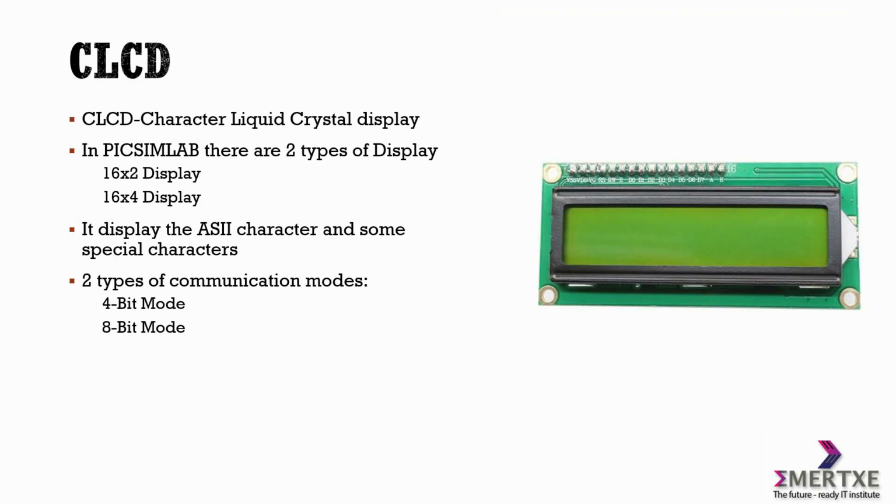CLCD is a character liquid crystal display. It has two types, the 16 by 2 display and the 16 by 4 display. The 16 by 2 display has up to two lines, and the 16 by 4 display has four lines. In the microwave oven we have functions like start and three types like roasting, crispy, and some others, right? So we are using the 16 by 4 display in the microwave oven project.